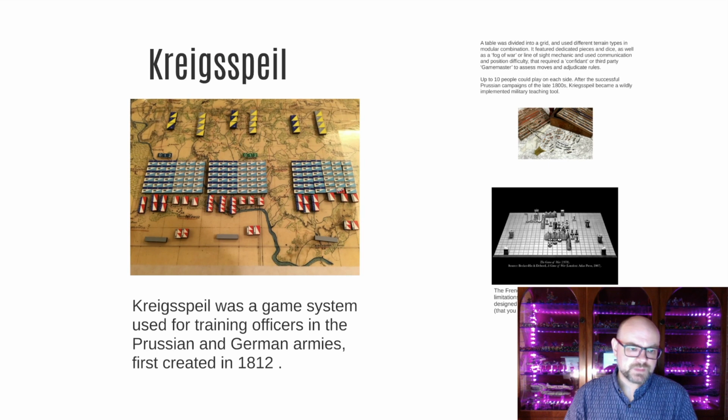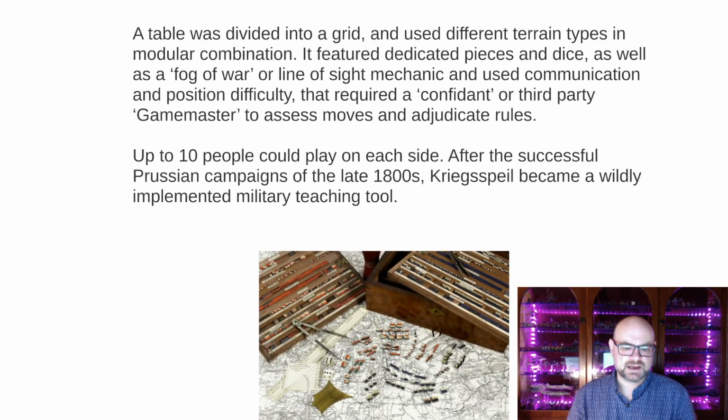Kriegspiel was a game system that was developed for Prussian and German army officers, first created in 1812. And you can see here it's played on a map with grids, and these little wooden blocks indicate troops and different types of troops. A table was divided into a large number of squares, and different terrain types were used. This is a wooden box set of Kriegspiel down here with different units. It's played on a map.